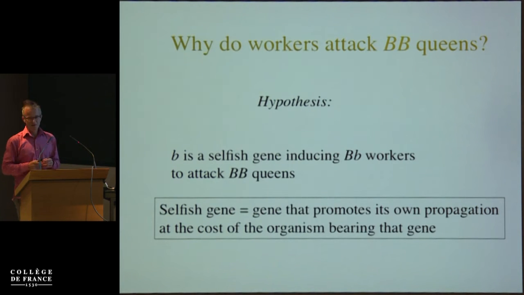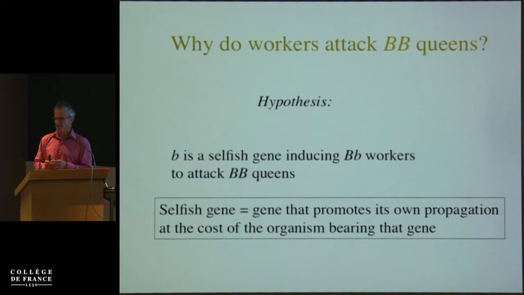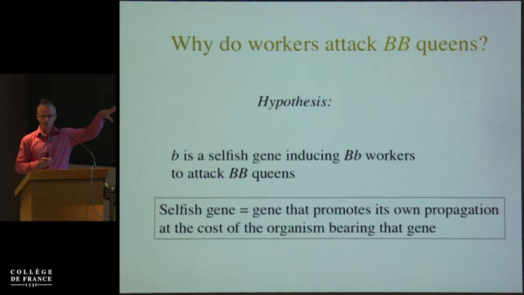And here we thought that maybe a gene, the small b allele, or something which is linked to the small b allele, induces the workers which carry 1 copy of that allele to kill the queens which do not carry 1 copy of that allele. And this would be an advantage because they then favor the reproduction of other queens which have 1 copy of the small b allele, by removing all the reproductive queens which do not have 1 copy of that allele.